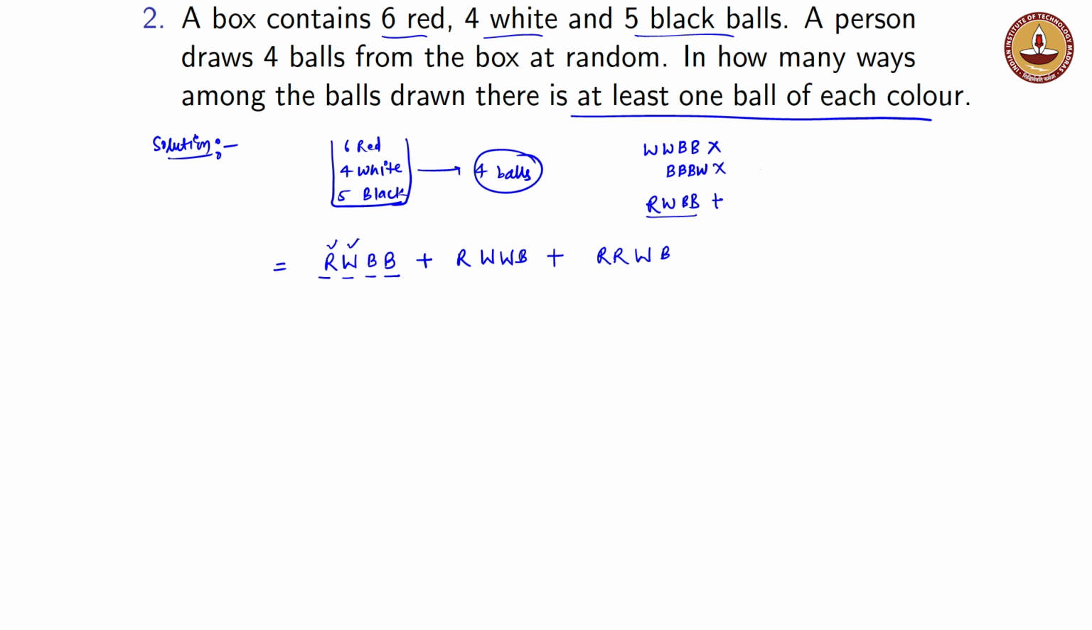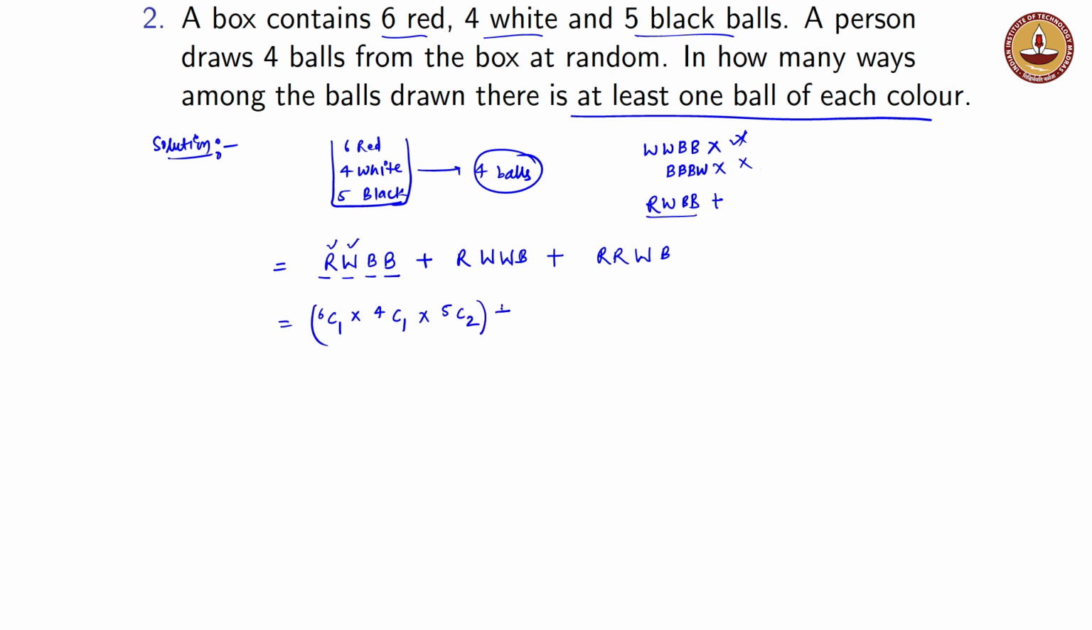We cannot consider this part. So now we have to see in how many ways we can do it. In how many ways can we select one red ball out of six? I can do it in 6C1 ways, times for the white ball I can do it in 4C1 ways, times for the black I can choose two balls out of the five black balls, so I can do it in 5C2 ways.